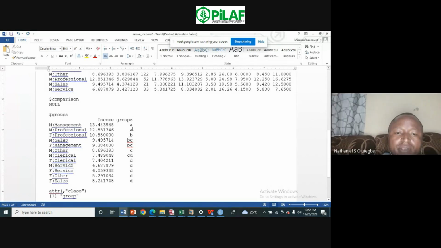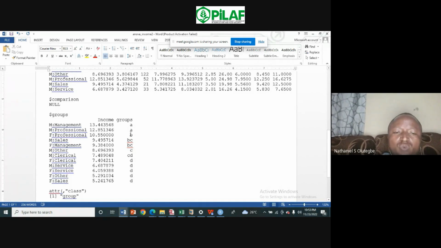However, these two are significantly higher than F professional. Okay, and F professional is also not significantly higher than M sales and F management. Just like the two are also not significantly higher than the other, and of course they belong in the same category with M order. And so that's the way you interpret it to be able to make sense of the data at the end of the day.